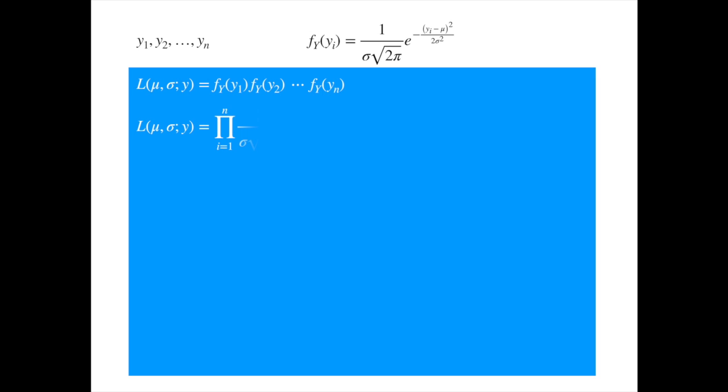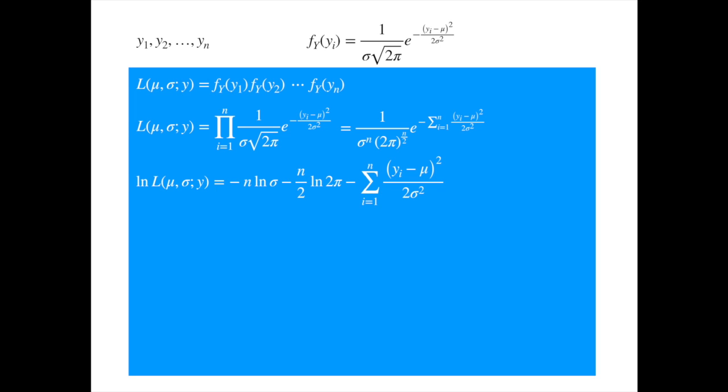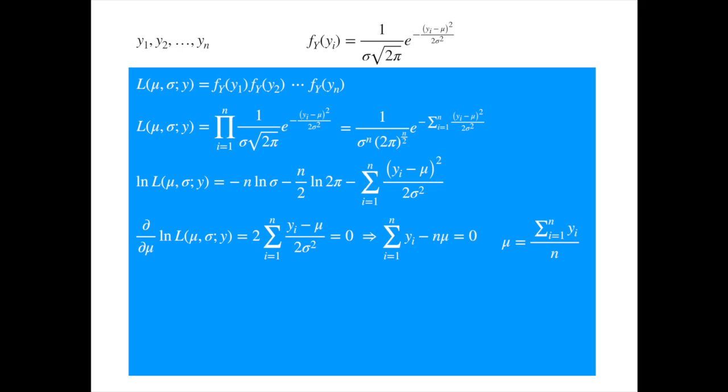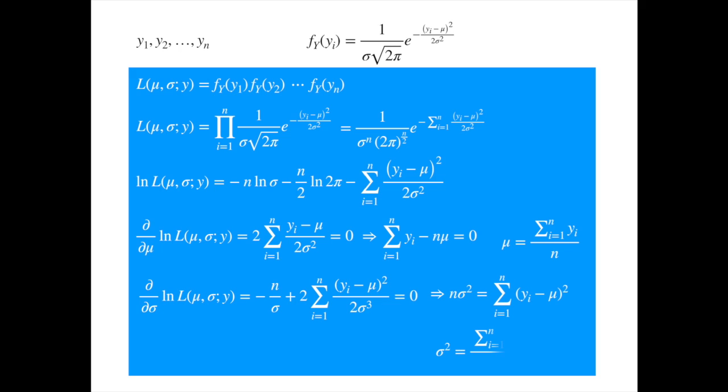substituting the density and taking the log of both sides, we get the likelihood function. We just need to maximize it now, meaning we just differentiate it with respect to the parameters mu and sigma that we want to estimate. Differentiating with respect to mu, simplifying and rearranging, we get our formula for the mean. Now differentiating with respect to sigma, simplifying and rearranging, we get the variance formula.